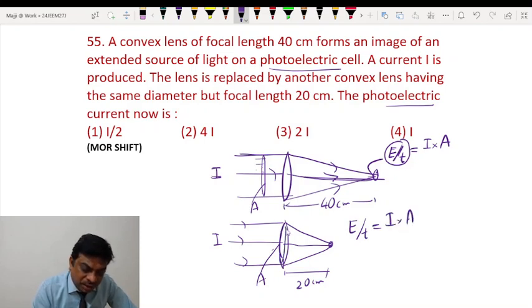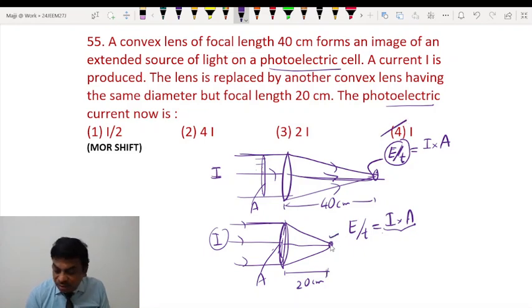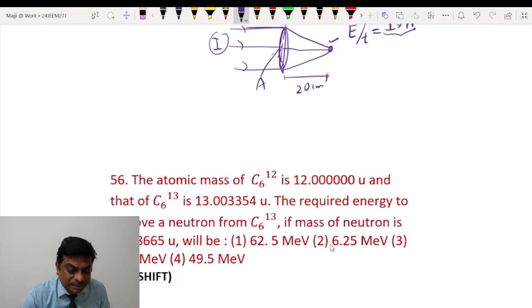Because unless you disturb the cross-section area of the lens, the energy incident per unit time will not change. So the same amount of light is incident per unit area on this cell, and accordingly the same number of photoelectrons must be ejected. So the photoelectric current must remain the same. We will go with option 4.